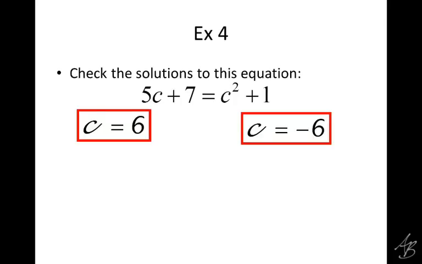All right, so in this example, we've got two possible answers. It could be that they're both right. It could be that neither one is right. It could be one is right and one is wrong. So we're going to check both of them, and we're going to start by substituting.